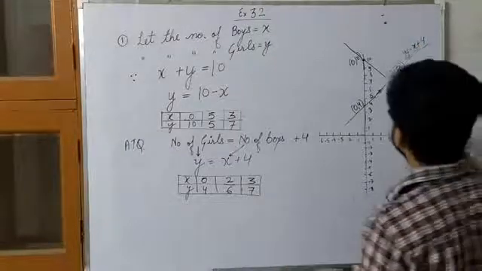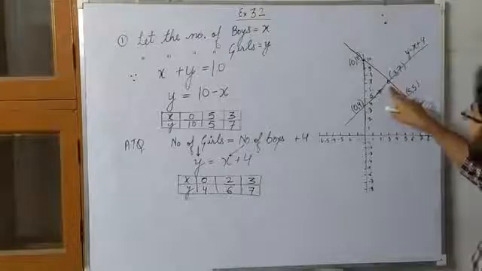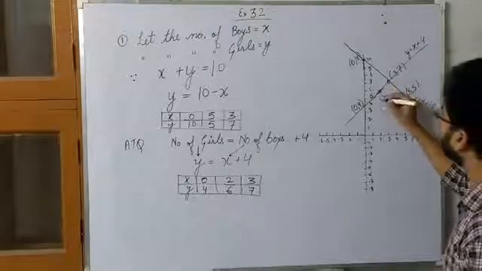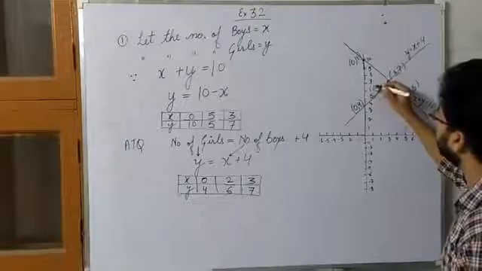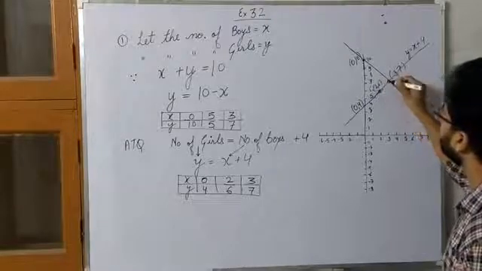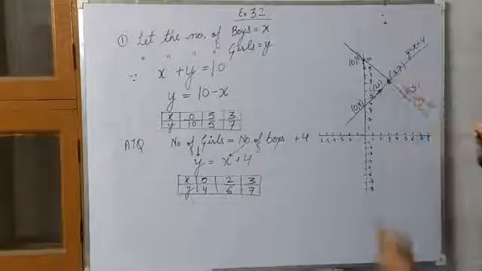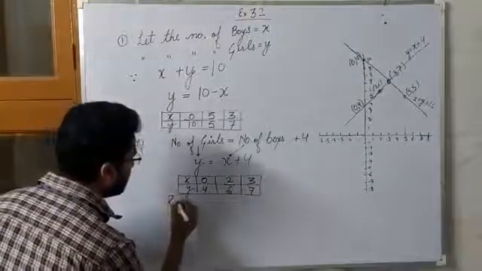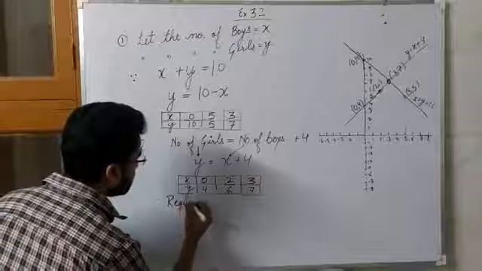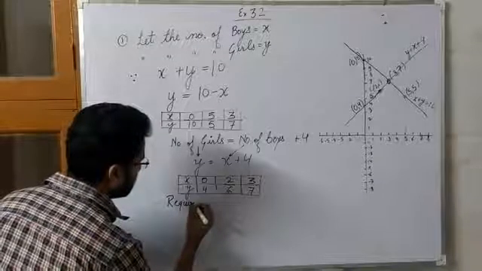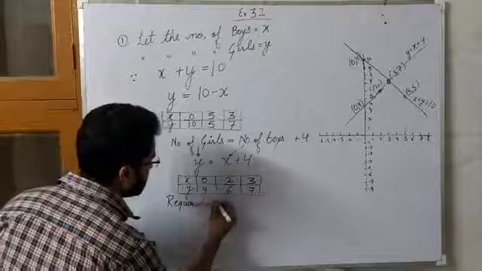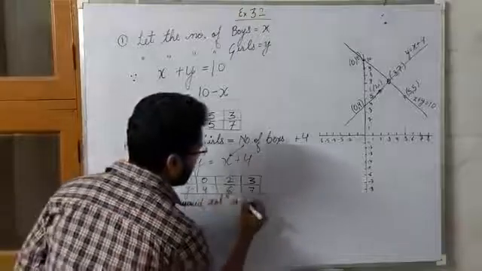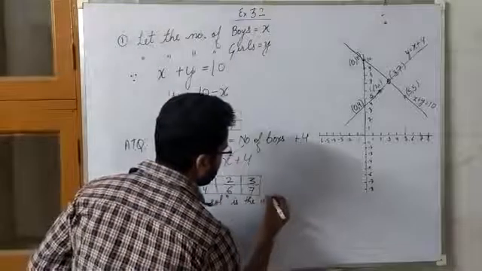Now, where the two lines intersect, right? Write down this point also. This was 2, 6. Where the two lines intersect, right, is the solution for the given pair of linear equations. So therefore, we will write: required solution is the intersecting point.